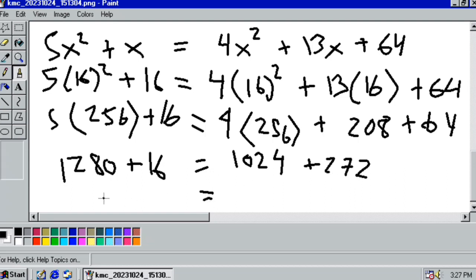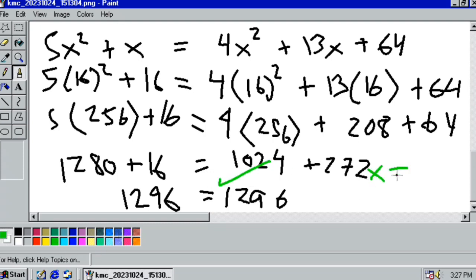Now, 1280 plus 16 is 1296. And 1024 plus 272 is also 1296. Since we have the same answer here, it means our answer, x equals 16, is correct.